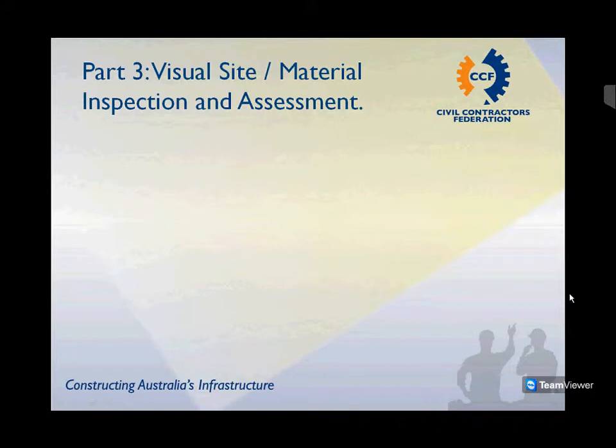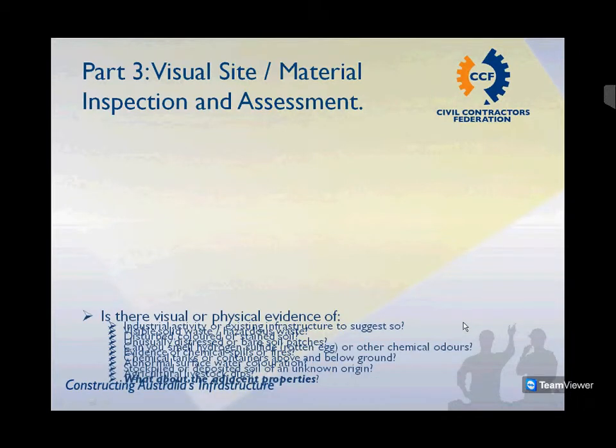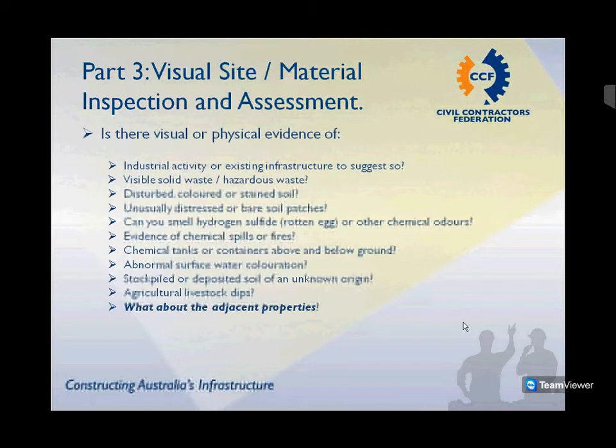Once you've completed a desktop or background assessment, you can undertake a visual inspection of your site or material. This will comprise part 3 of your checklist or assessment. Ask yourself the following questions about the site, the material you're receiving, or the adjacent land areas. Is there visual or physical evidence of industrial activity or infrastructure suggesting as such? Visible solid waste, any hazardous waste, sometimes hard to determine, but worth asking. Disturbed, coloured or stained soil, common in some cases, but is it unusual? Unusually distressed or bare soil patches. Can you smell hydrogen sulfide or rotten egg gas, commonly associated with oxidised acid sulfate soils, or other chemical odours?